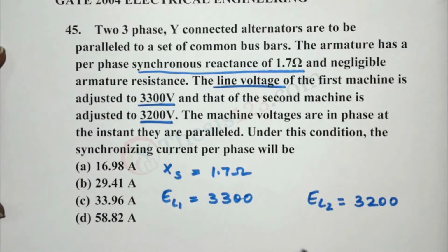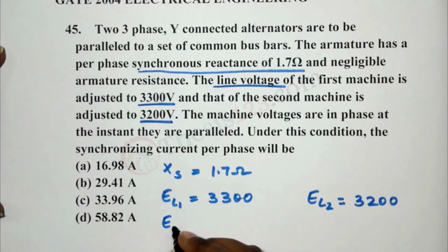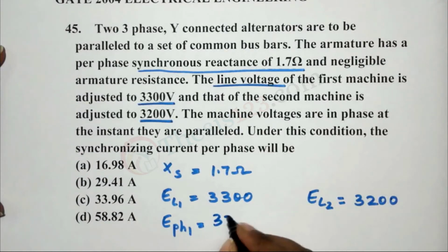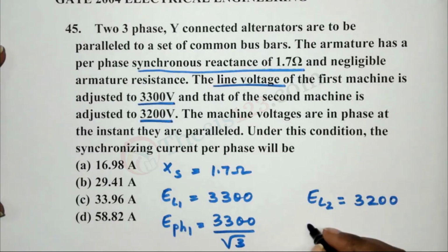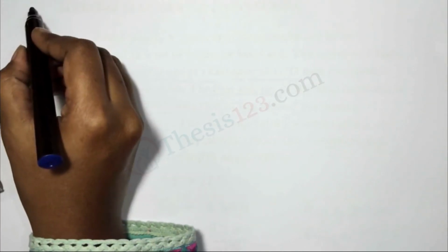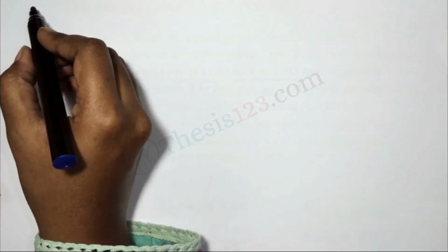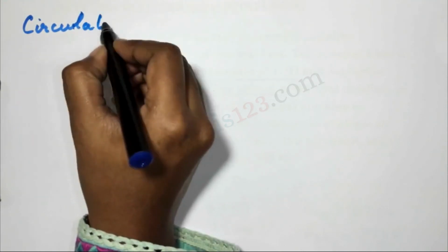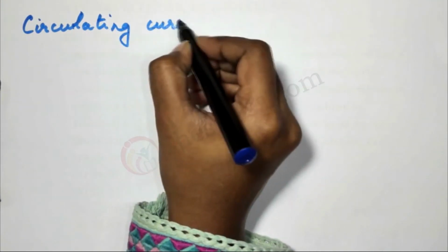Now because we are to find out the current per phase, first we need the voltage per phase. So let us first calculate E phase for the first machine. That would be 3300 divided by root 3. And over here, the phase voltage for the second machine would be 3200 divided by root 3. Okay. Now we have the phase voltages ready. Let's next calculate the circulating current, IC.